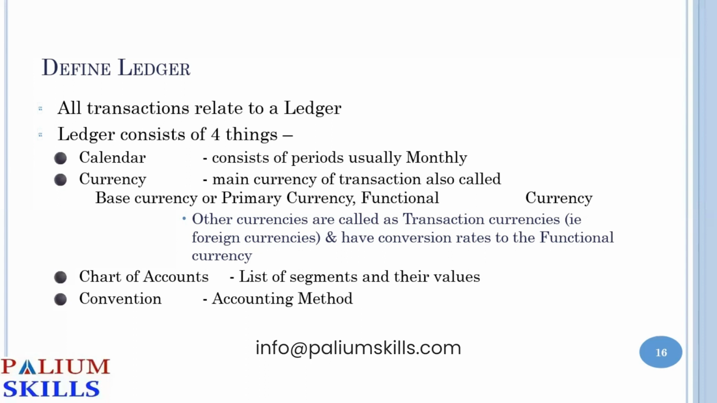So once again, I'm repeating, ledger consists of four things: calendar, currency, chart of accounts, accounting method, also known as convention. So, four C's: calendar, currency, chart of accounts, convention. This is the fundamental thing in the entire application. Once you get this correct, everything will fall in place.